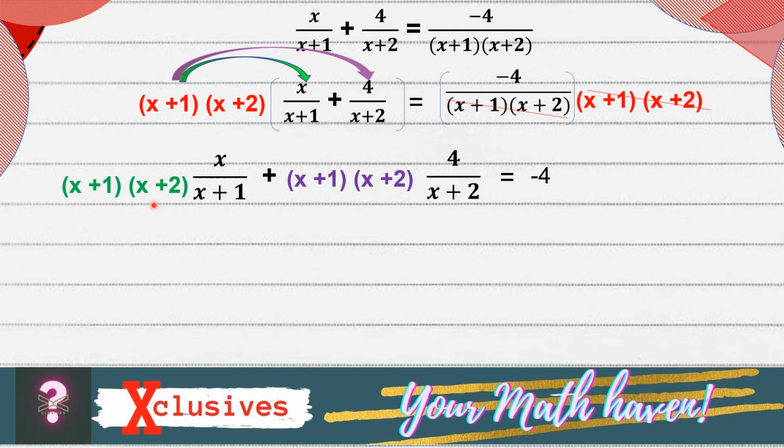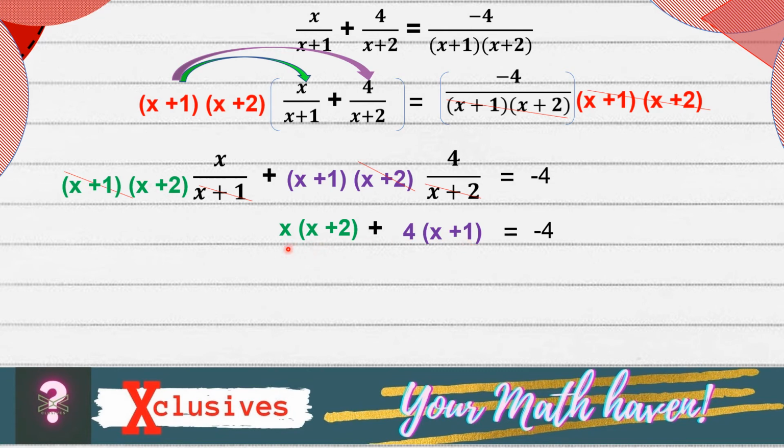Now, to lessen the terms on the left side of our equation, we can cancel common terms. On the first term, we can cancel x plus 1. On the second term, we can cancel x plus 2. So now we can multiply x times x plus 2, and 4 times x plus 1 is equal to negative 4.